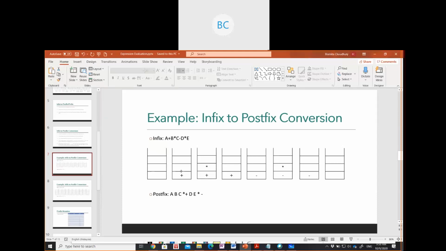So first symbol is your A. Okay. Should I go this way? Okay, I'm just showing it here, then I'll show an easier method.